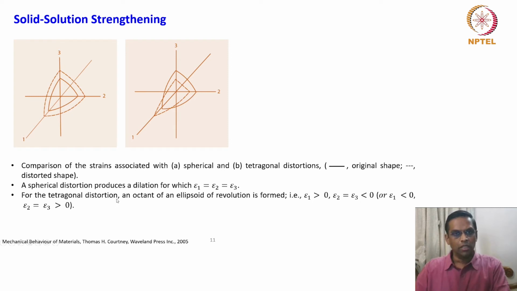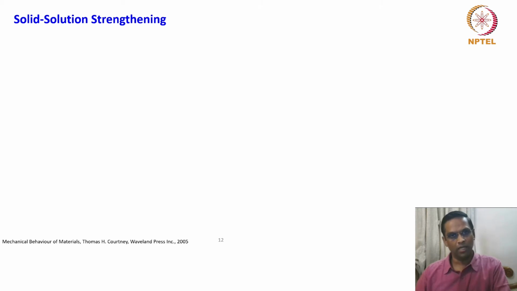Okay, so now I said that the spherical distortion comes when you have the substitutional solid solution. For example, if you take chromium in iron, or nickel in iron, or chromium in nickel. These are all some of the classical examples where the substitutional solid solution will experience spherical stress field. Okay, and then when will you have a tetragonal distortion?